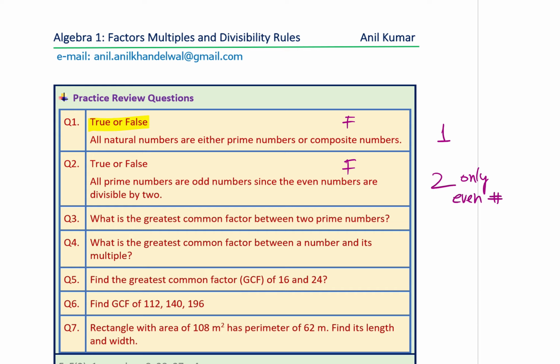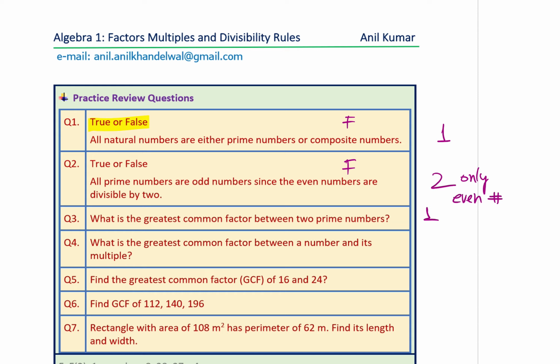That is correct. Question number 3 for you is, what is the greatest common factor between two prime numbers? Between two prime numbers, do they have a common factor? Interesting. 1 times the number itself. Well, it is number 1. Correct. So that is how you get this answer.